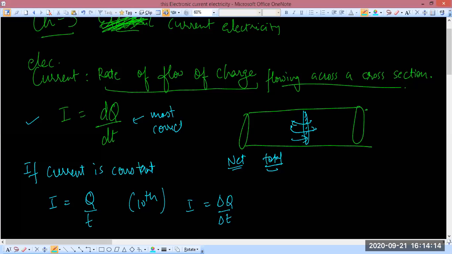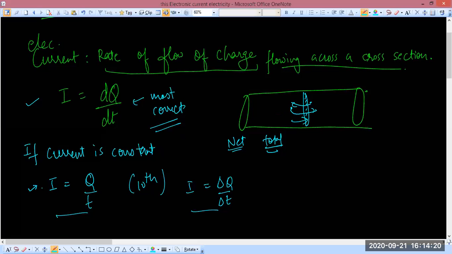All this then comes from it as special cases. But don't be shy of using this. We will use I equal to q by t many a times, because often we are going to talk about constant currents. So that is it.